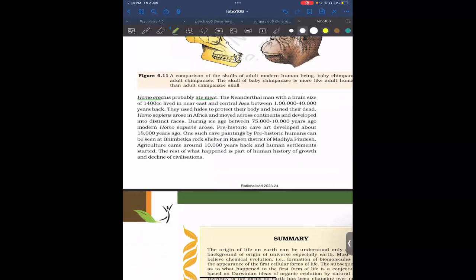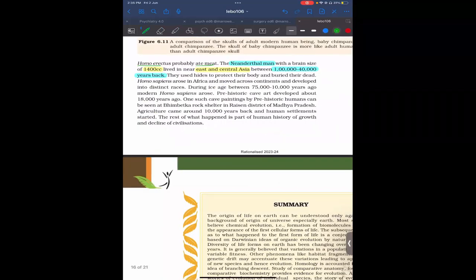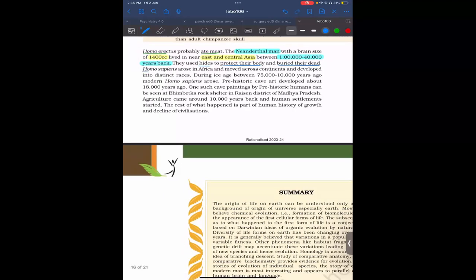Now comes the Neanderthal man. He had a brain size of 1400 cc and lived in East and Central Asia between 1 lakh to 40,000 years back. And this is also the data you need to remember. They used hides to protect their body, and they also buried their dead. Now Homo sapiens arose in Africa, moved across the continents and developed into distinct races. Now, when did the Ice Age come? The Ice Age came between 7,000 to 10,000 years ago, where modern Homo sapiens arose.